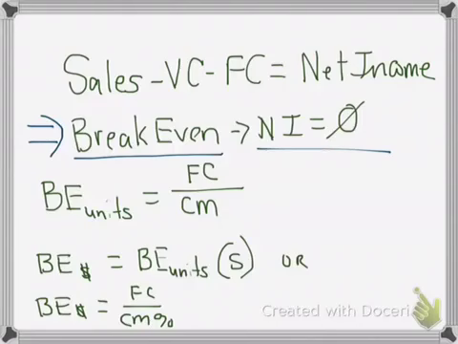If we want our break-even in sales dollars, we can do it two ways. If we already know our break-even in units, we can use that amount and multiply it by our sales price. Or we can take our fixed cost and divide it by that contribution margin ratio. So it really depends there. If you already have your break-even in units, the easiest way to do it is just multiply it by sales. If you don't, then you can take the fixed cost divided by contribution margin ratio.